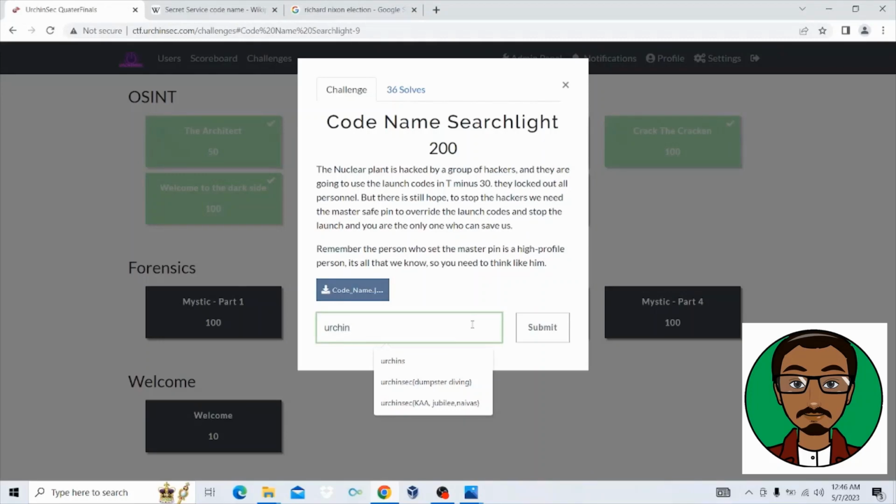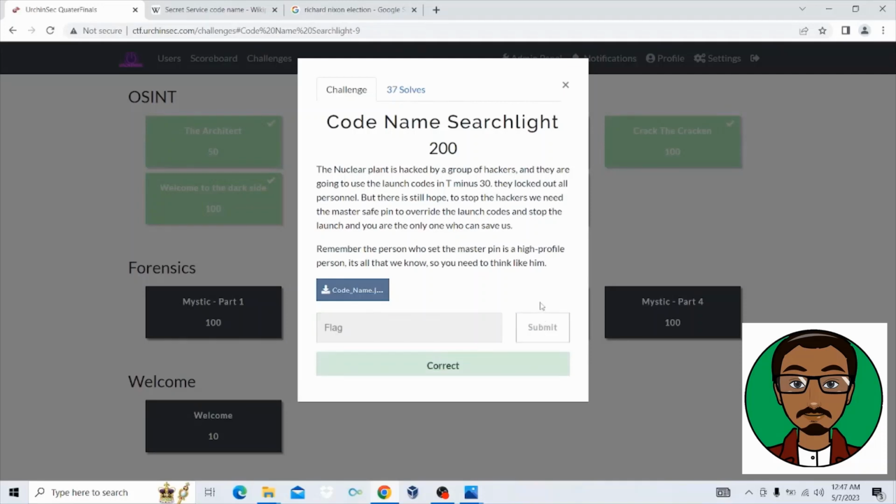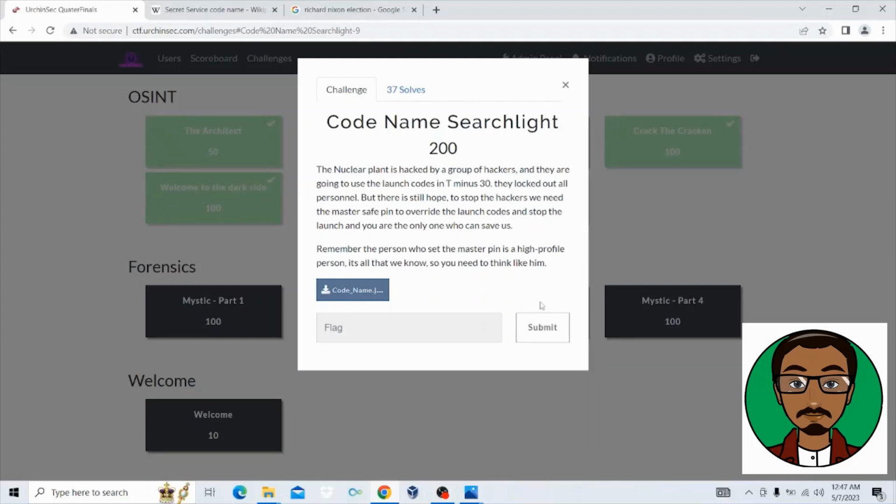So archinsec, curly bracket, and then let's insert 1968 and then close the curly bracket, and then we submit. Okay, sorry, there's an error. 1968, and we close the curly bracket, and then let's submit it again. And as you can see, the flag that we submitted was correct. So that's how you solve this final challenge of the OSINT category.